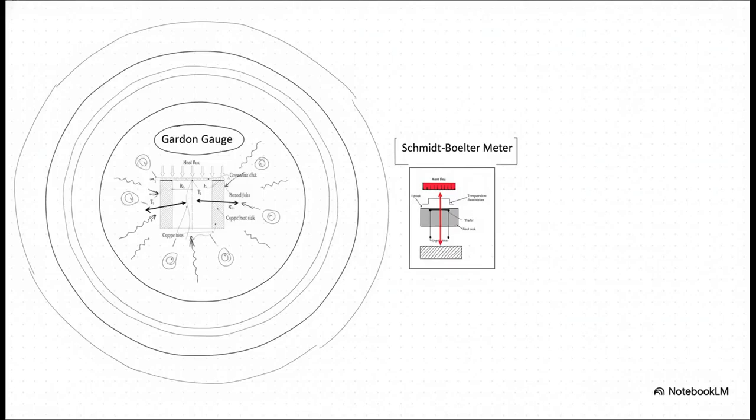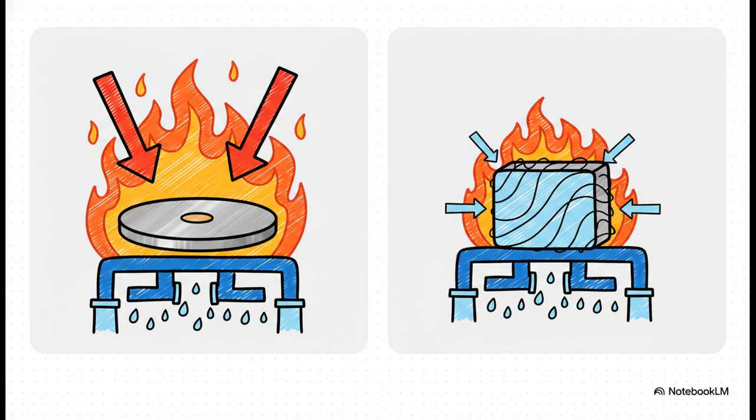On the other side, the Schmidt-Bolter meter takes a totally different approach. It uses a relatively thick thermopile mounted directly on a heatsink. Here, the heat is conducted perfectly perpendicular to the absorber surface, straight down into the sink, which maintains a much more uniform temperature distribution across the whole surface. Because of these highly distinct designs, they naturally have different strengths.